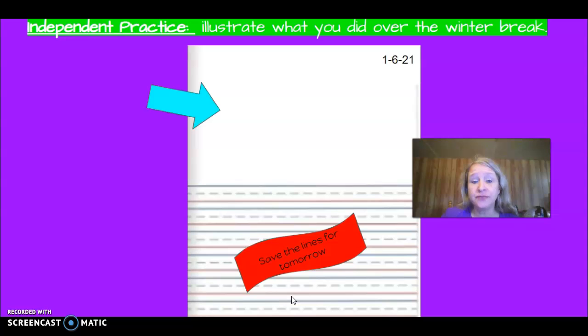So in your journal, on a nice, clean, blank page, you are going to draw a picture in the big blank space at the top. Draw a picture of something that you did over your winter break. Something that you enjoyed, maybe it's a place that you went to, but you're just going to draw a picture and you're going to color it, and tomorrow we're going to write a sentence about it. So just draw your picture today and color it and make it look beautiful.